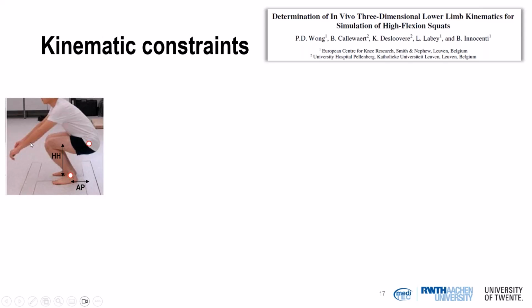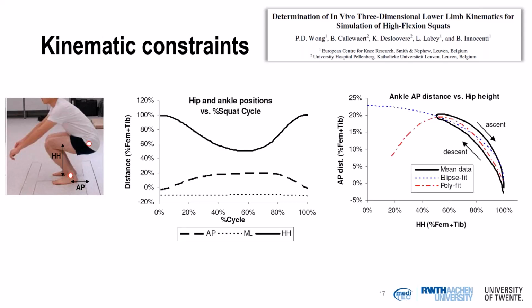And what they did for overall 17 subjects, they went into the gait lab, they measured squatting motion with an optical tracking system, and then they tracked the ankle joint center and the hip joint center and their relative positions indicated here by AP, so anterior posterior, and HH, so hip height. And they presented some nice graphs.